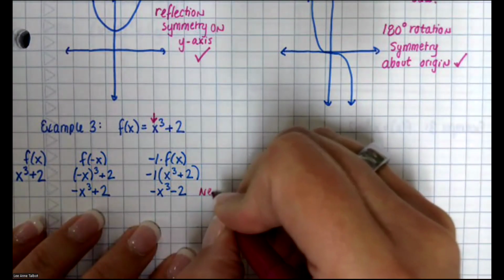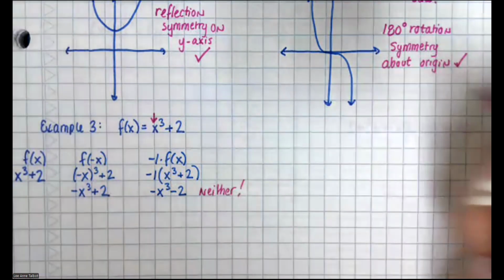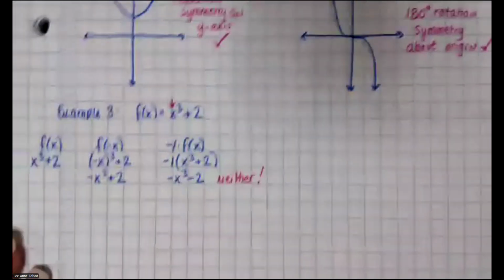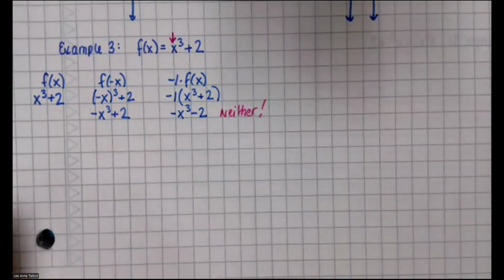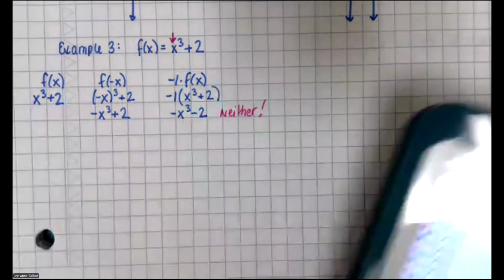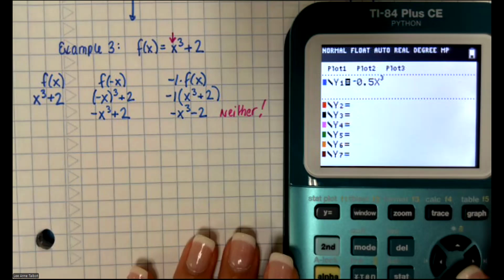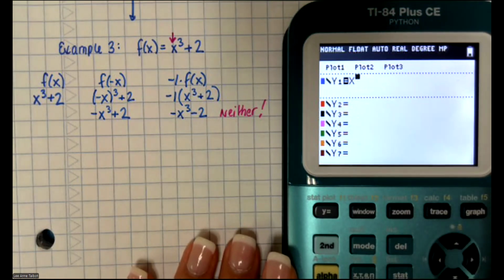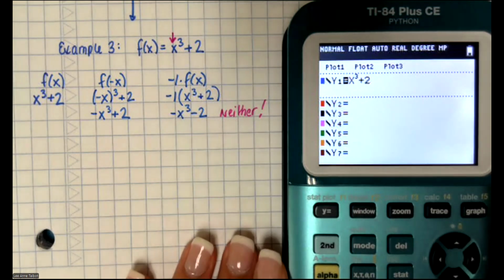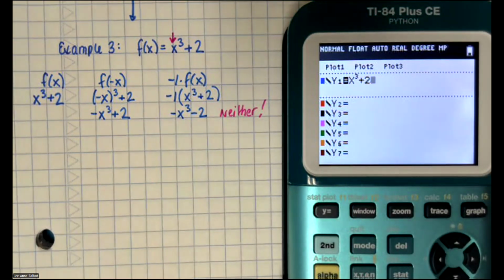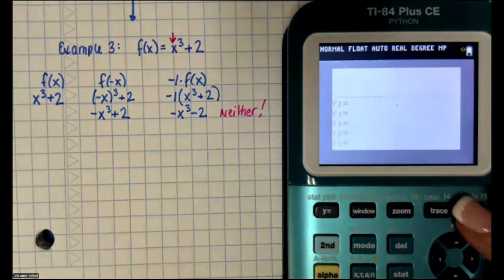So you write neither, because they're not matching. Very unsatisfying. Let's still graph it and see what happened. Go back to your y equals with your newfound unleashed power of fast graphing. Put in x cubed plus 2. Remember the caret gives you the cubed.